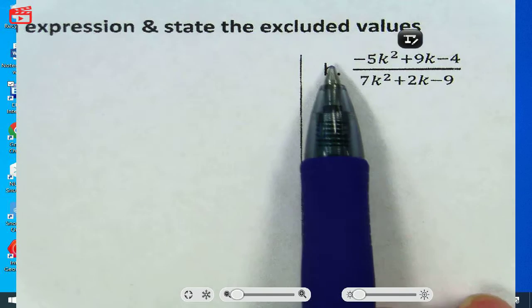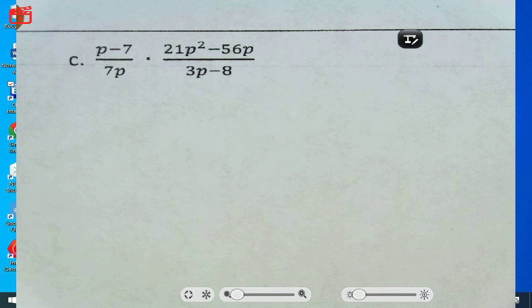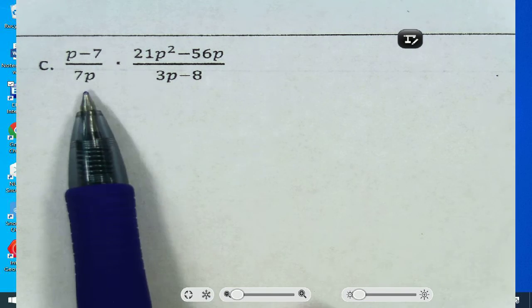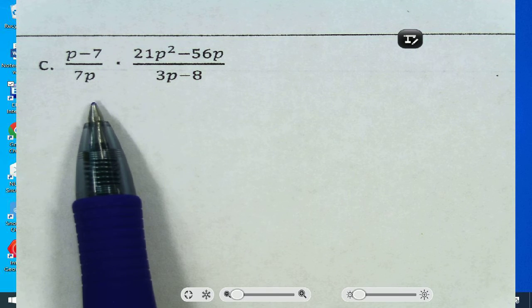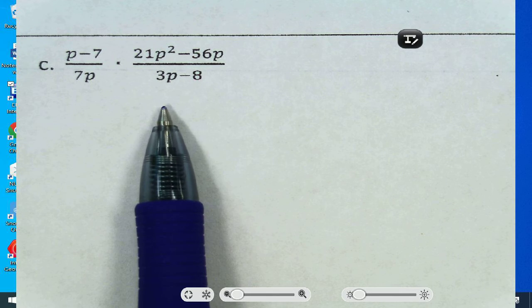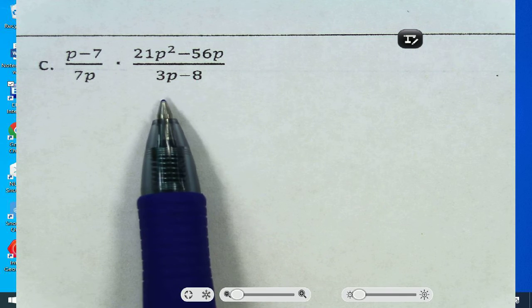Okay, it says find the excluded value, but let's forget about that. So all we're going to do is simplify. We're going to ignore the excluded value. But real quick, what's the excluded value for this one? 0 and positive 8 over 3. Okay. So all you got to do is look at the denominator for excluded values.